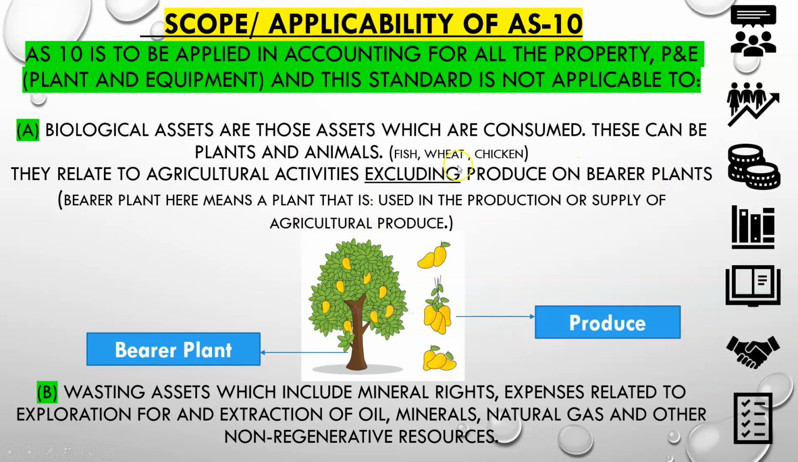Let us take the example of the mango tree over here. The mango tree that produces mangoes is divided into two parts. The mango tree is a bearer plant that is included in the scope of accounting standard 10. That means it qualifies for being called property, plant and equipment. But the produce of the mangoes is excluded from the scope of accounting standard 10. That means this accounting standard will not be applicable to it.